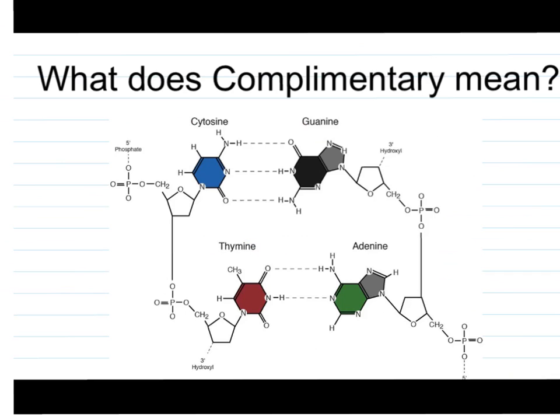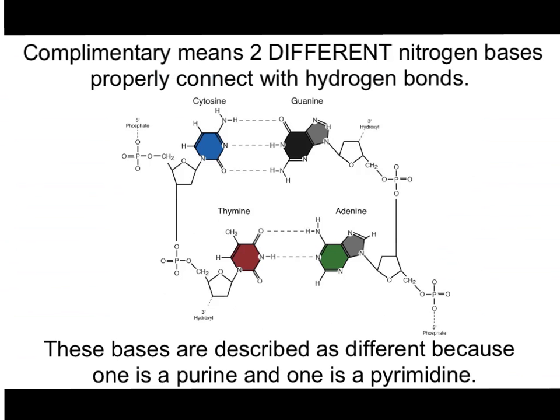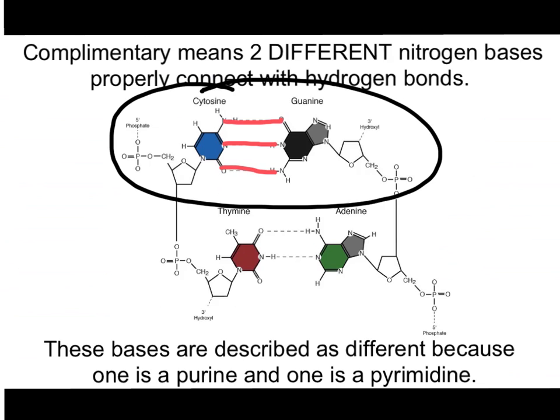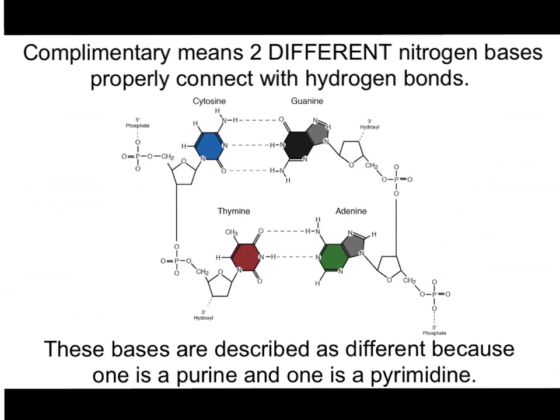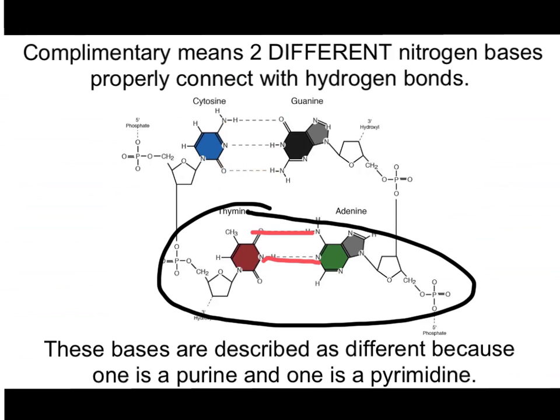A word frequently used when discussing DNA is complementary. So what does complementary mean? Complementary means two different nitrogen bases properly connect with hydrogen bonds. This picture shows two base pairs in DNA. The top base pair connects cytosine to guanine using 3 hydrogen bonds. The bottom base pair connects thymine to adenine using only 2 hydrogen bonds.